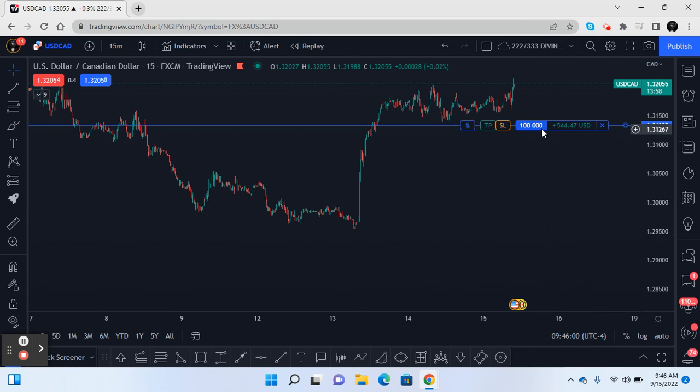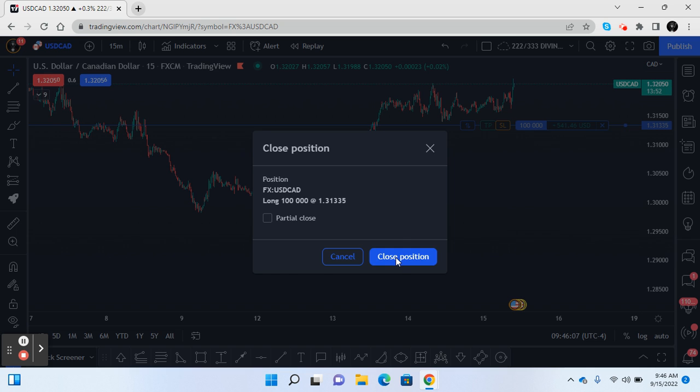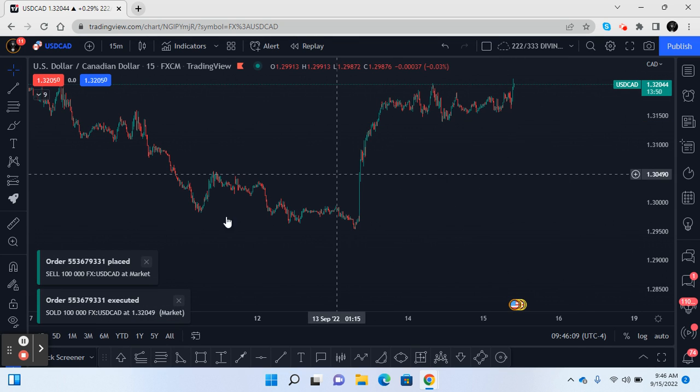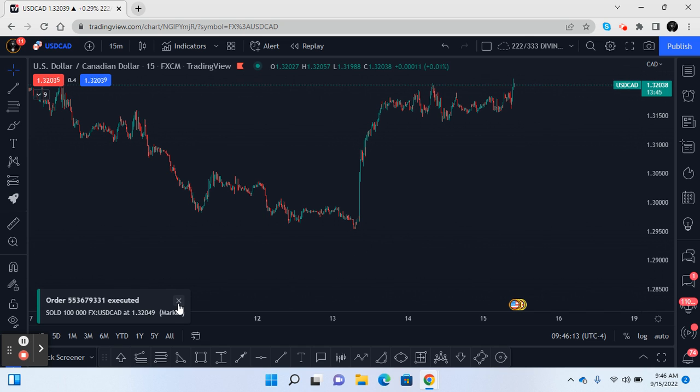All right, good morning. So look, I'm just gonna close out on this trade right here, $545 or so. Bam. Let's hit close position. All right, boom. We're good to go for that.